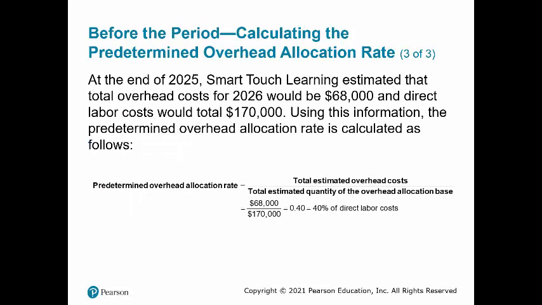So now let's look at Smart Touch Learning. Let's say that at the end of 2025, Smart Touch Learning estimated their total overhead cost for 2026 would be $68,000, and that their direct labor costs would total $170,000. They believe that direct labor costs are their primary cost driver. So if they use those as their allocation base, then we can calculate the predetermined overhead allocation rate by dividing the estimated overhead cost of $68,000 by the estimated total direct labor cost of $170,000. So our overhead allocation rate will be 40% of the direct labor cost.